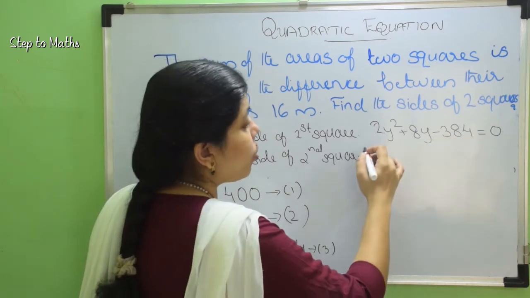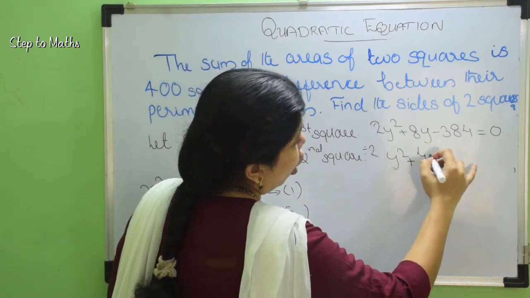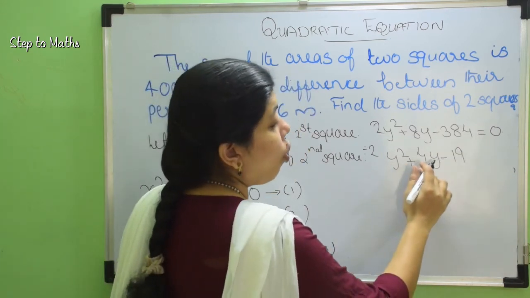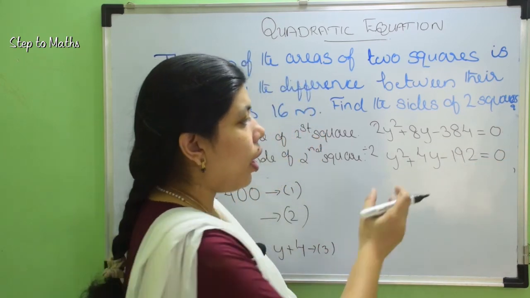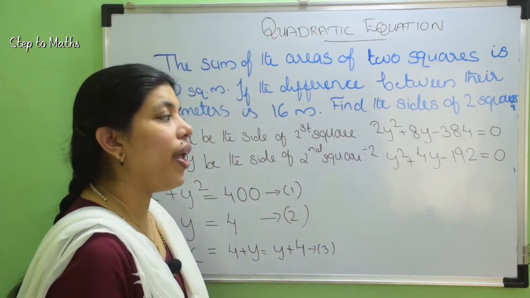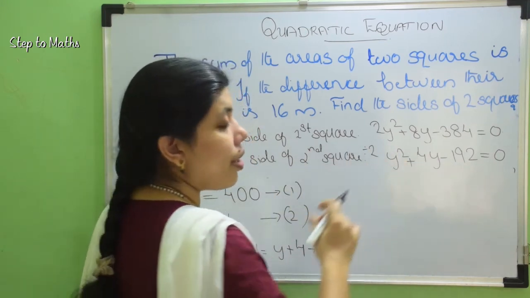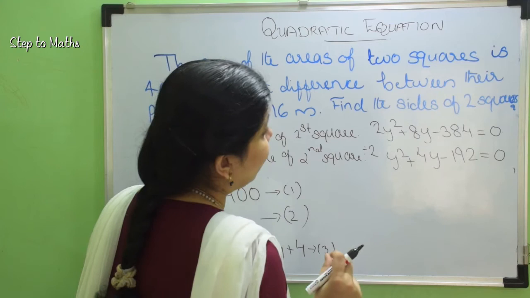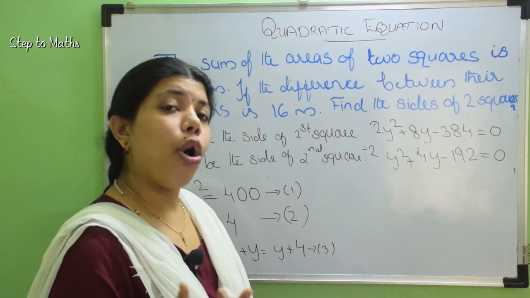If we divide this equation throughout by 2, it becomes y square plus 4y minus 192 is equal to 0. Now we get a quadratic equation with variable y. If we solve this quadratic equation, we get the value of y. How can we solve it? We can apply the factorization method or the formula method.